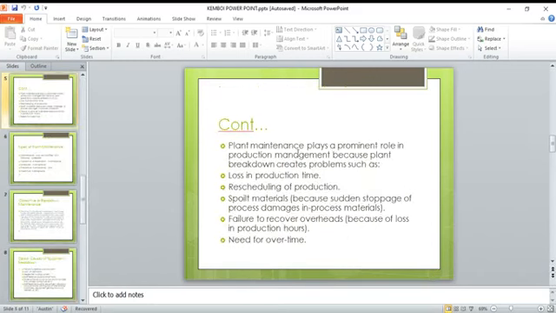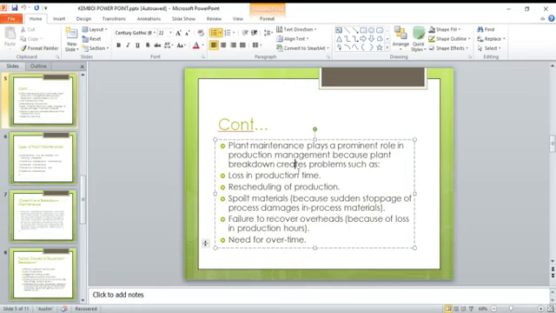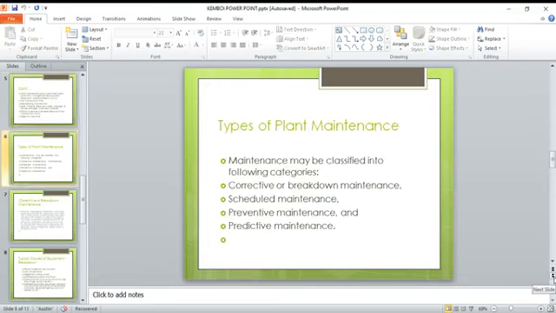Another important point is that plant maintenance plays a prominent role in production management, because plant breakdown creates problems such as the loss in production that we have seen, time, and schedule of production. We know when we lose time, we must reschedule another time. Spoiled material, when the process was going on and immediately we get a fault, of course there are some losses in materials. Need for overtime: you are trying to recover the time lost, then it will cost you overtime for the workers. Now let's see types of plant maintenance.